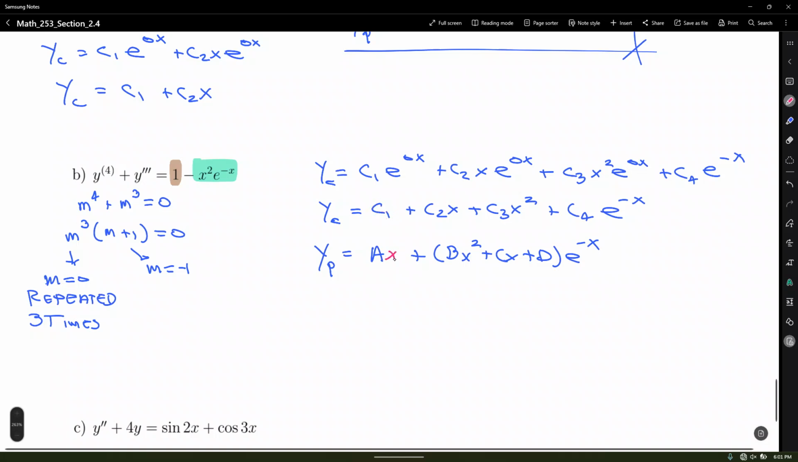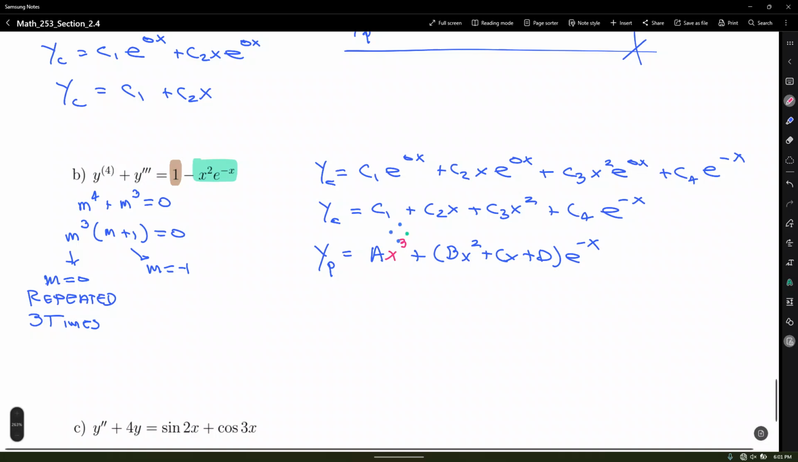So we need a power of x, all right? However, ax is a duplicate of c2x, right? So we need a quadratic. However, ax squared is also a duplicate of c3x squared, right? So no, it's not going to work. Ax cubed, all right? So yeah, that's going to do it.